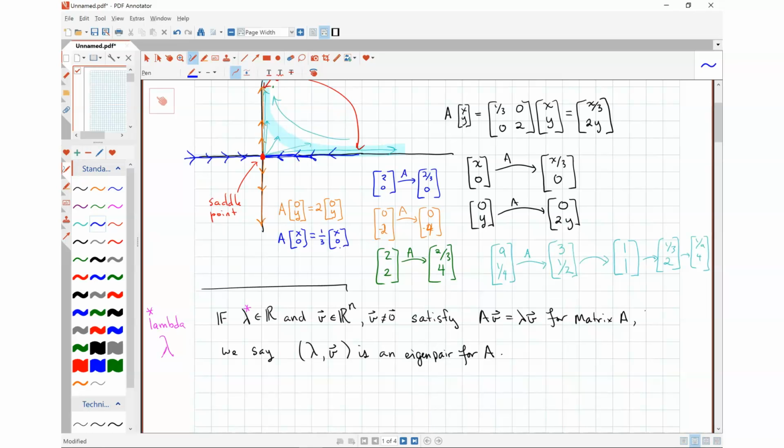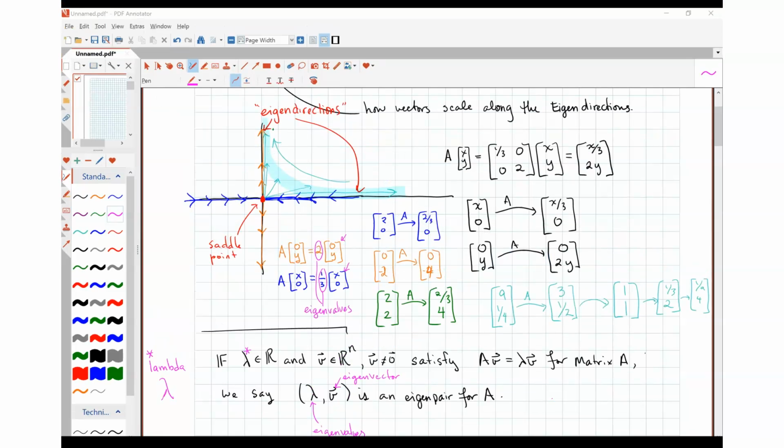So these two things, this 2 and this 1/3, are eigenvalues. The lambdas, right, are the eigenvalues. And the vectors are the eigenvectors. And together they form an eigenpair for the matrix A.